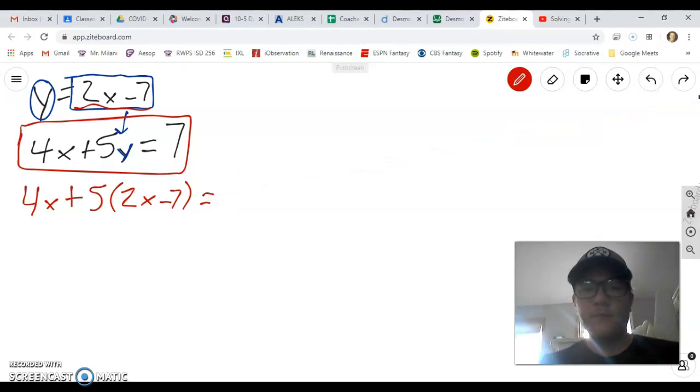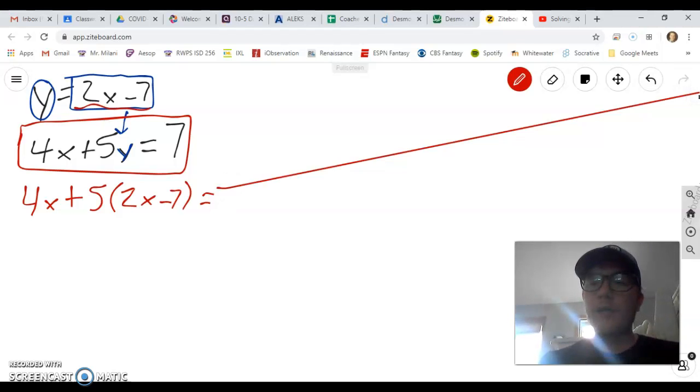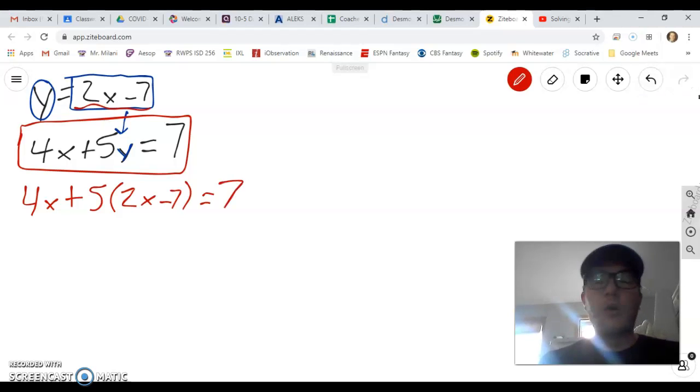equals 7. The mistake that's made is a lot of people, when they plug in for this y, they totally forget about the 5 out front.